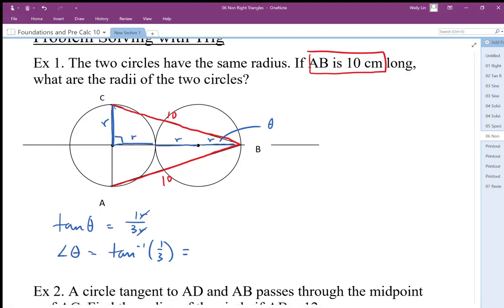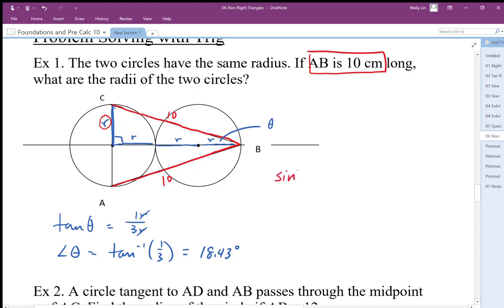Okay, so my angle works out to be 18.43 degrees. If that angle is 18.43 degrees, I can now use that triangle and I can use this side R, the unknown side, compared to the hypotenuse. So this is going to be opposite to hypotenuse. SOH CAH TOA, opposite over hypotenuse is SOH, so sine. So we're going to use the sine ratio.